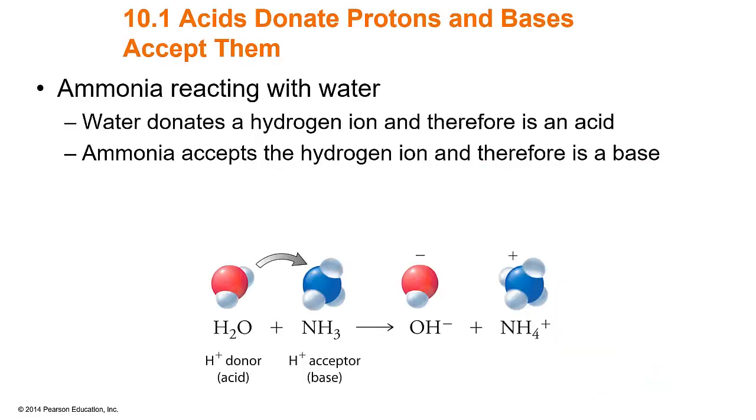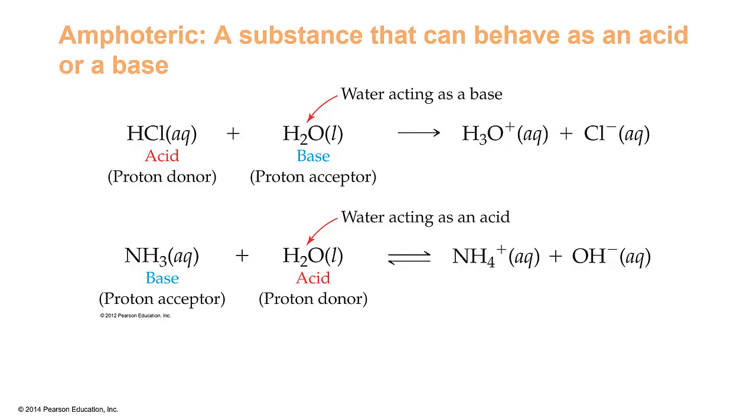Alright, so this is another pictorial reaction of ammonia reacting with water. And you'll notice that in this case, water is your proton donor, making it the acid, whereas ammonia is your proton acceptor, therefore classifying it as the base. Alright, so amphoteric, that's a fun definition in your textbook. It is any substance that can behave as an acid or a base.